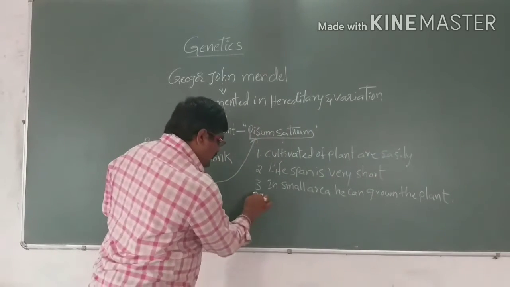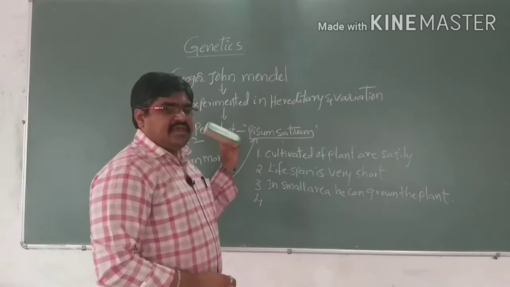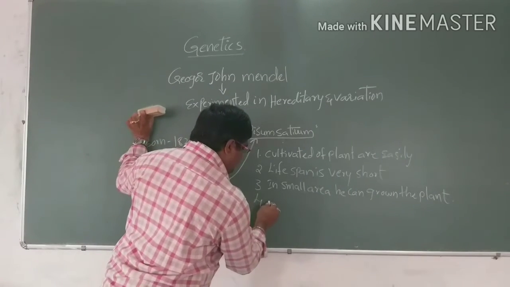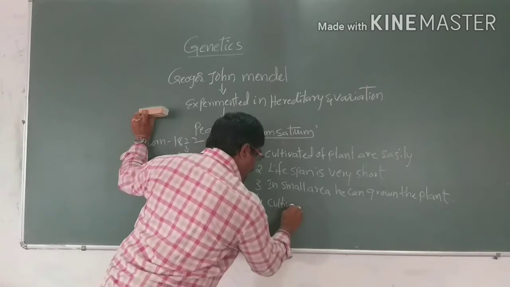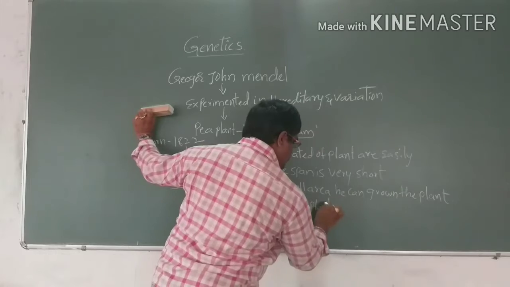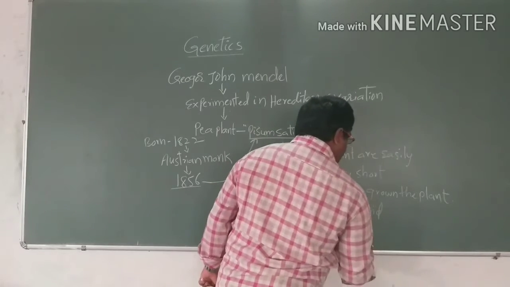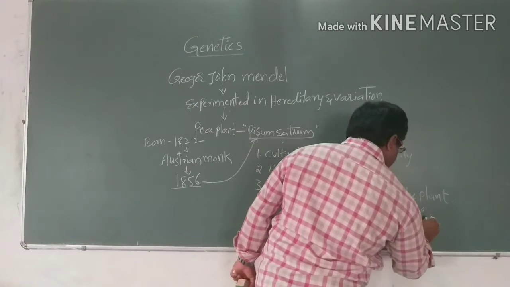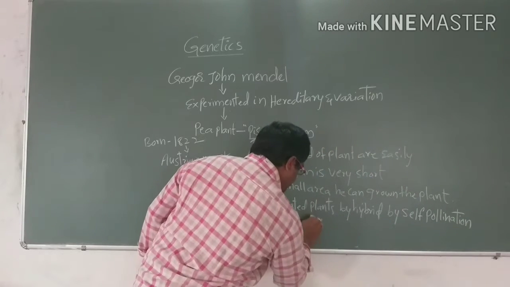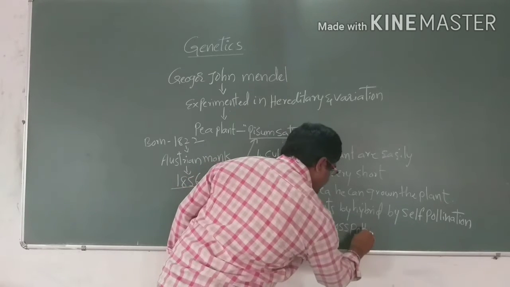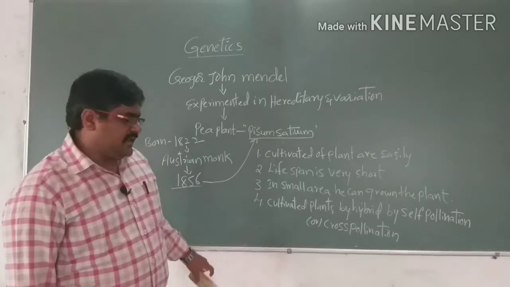And also here, the fourth one is that he could do self-breeding or cross-breeding, that is, cross pollination can take place. He conducted the experiment by cultivating the plants, the hybrids, by self pollination or cross pollination. That means he could do the experiment by self pollination or cross pollination.